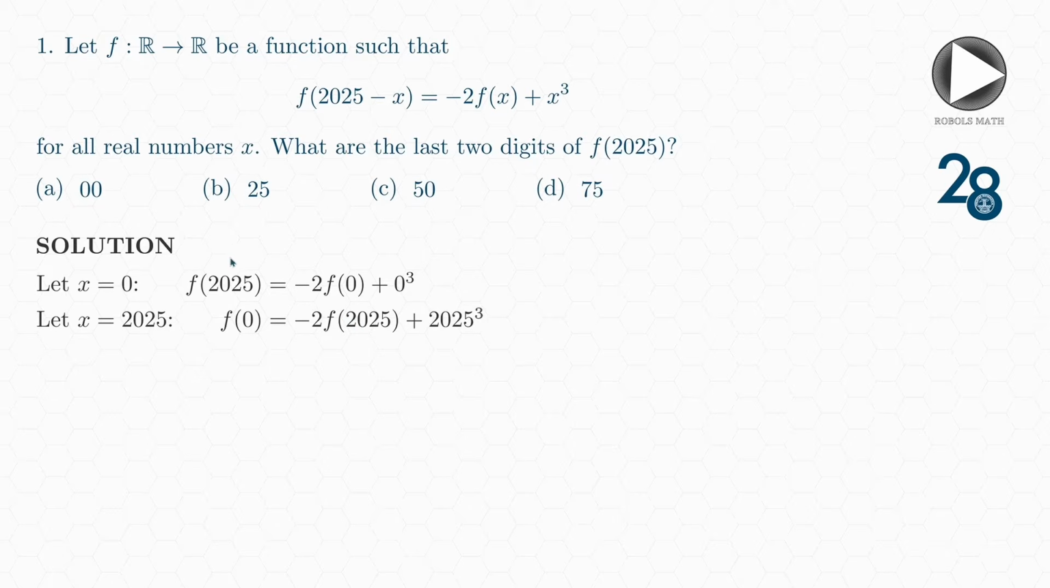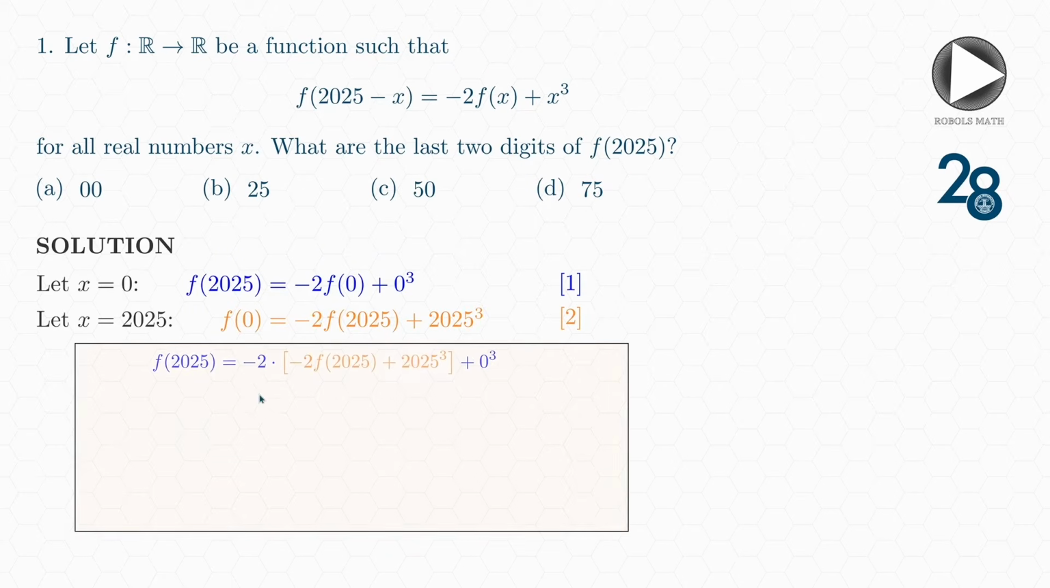Now note that if you let f of 2025 and f of 0 be two variables, then we basically have just a system of linear equations in two variables, which we could easily solve using elementary methods, one of which is the substitution method. Since we're given here f of 0 in terms of f of 2025, we can just plug that value into the first one. And that's exactly what we'll do here. Substitute f of 0 equals negative 2f of 2025 plus 2025 cubed into the first one, and you'll get this.